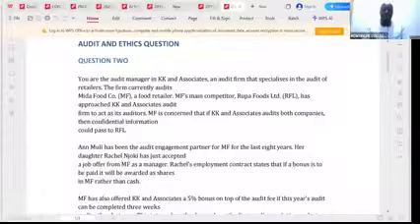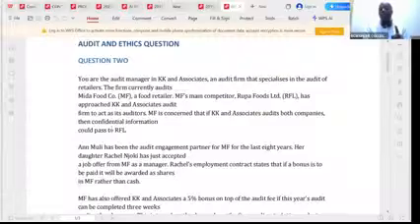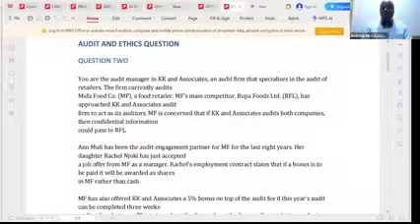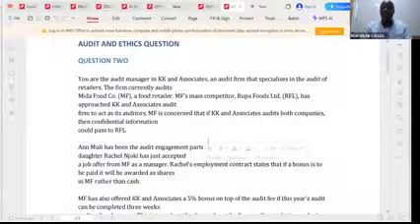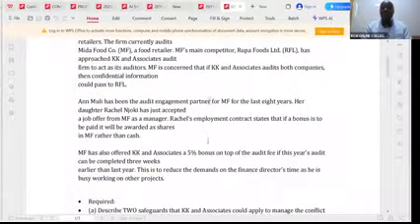So it's quite an interesting question on audit and ethics. I read the question first. Although it's always important, for any question that you do in your exam, you shall always start by reading the requirement. These are scenario questions. Always read the requirement. You'll never go wrong if you read the requirement.